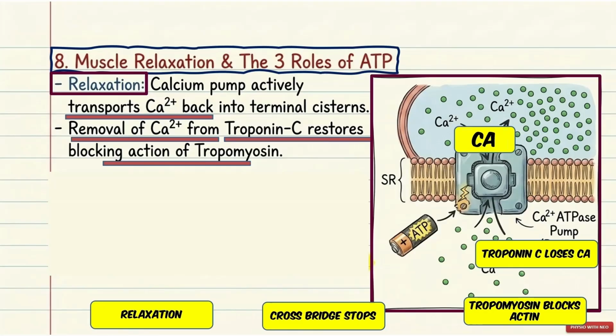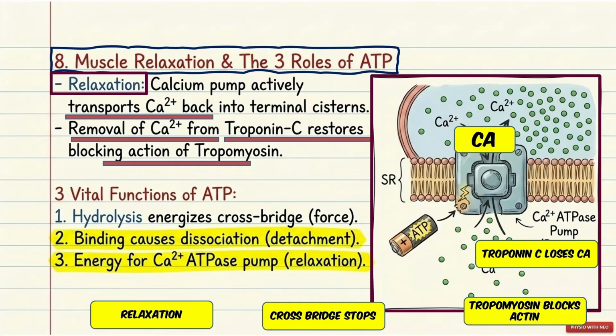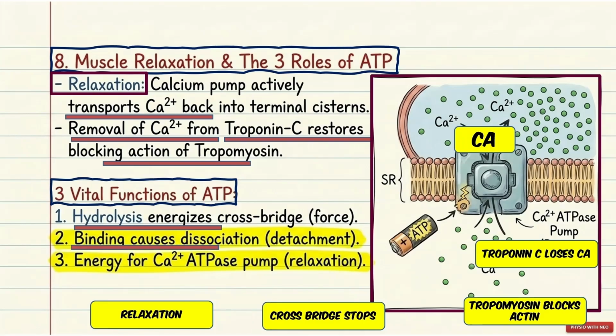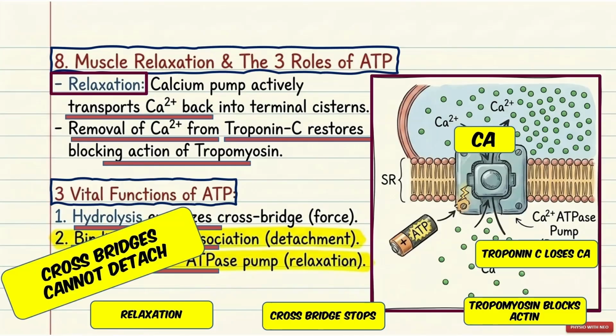But this slide has another very important exam concept: the 3 important functions of ATP. First one, ATP hydrolyzes the cross bridge and gives the energy. The binding of ATP causes dissociation, that is, the detachment. And ATP also gives energy for the calcium ATPase pump, that is responsible for relaxation. So ATP is not a simple energy, it has multiple important roles. And if this ATP is absent, something interesting happens. The cross bridges cannot detach. That leads to one of the most fascinating applied aspects of this topic, that is rigor mortis.